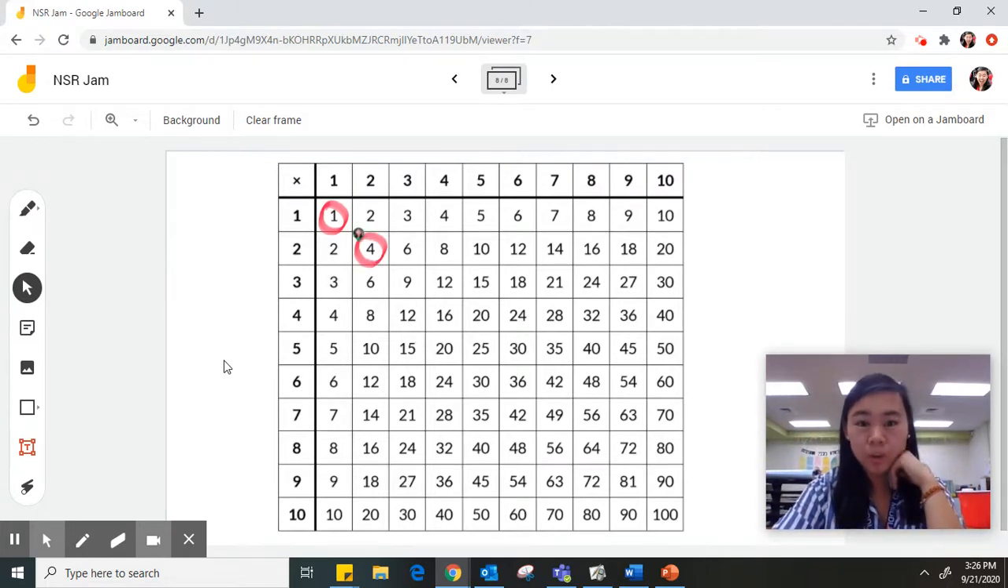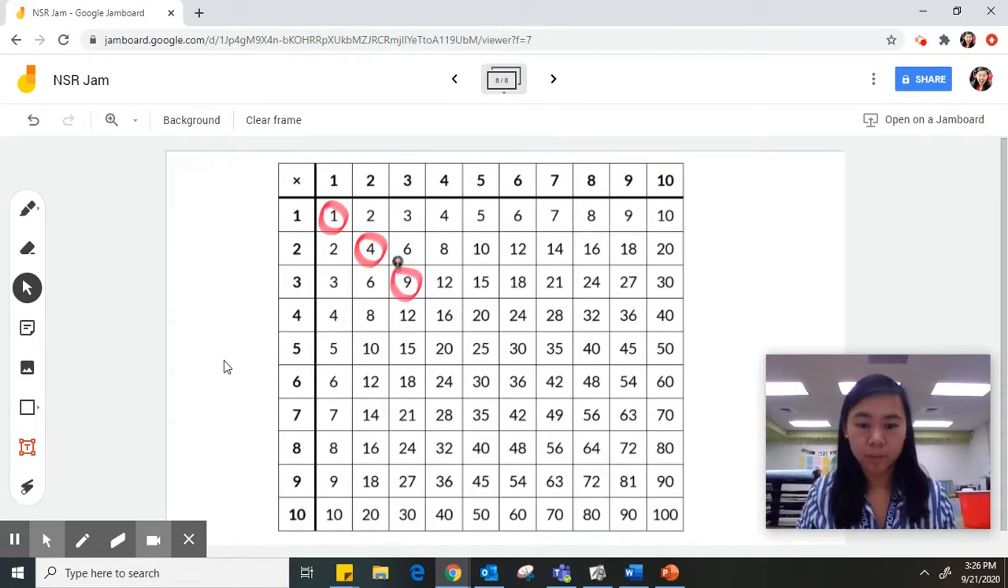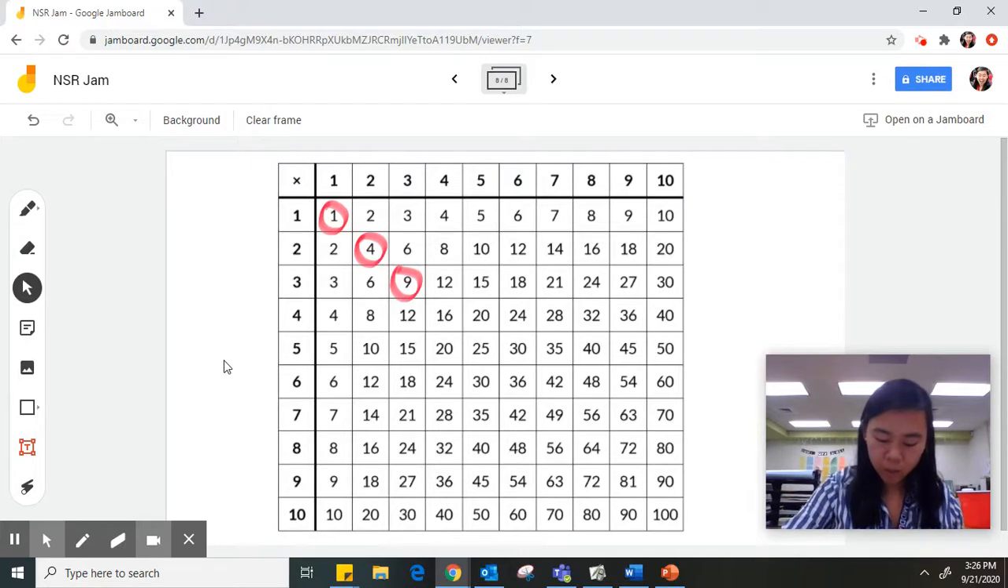What about our next perfect square? Well, 3 by 3, 9. 9 is a perfect square. What's next? 4 times 4, right? So 4 up, 4 across, it's a perfect square. I would get 16. And what you notice there, right? Keep on looking. What do you notice?